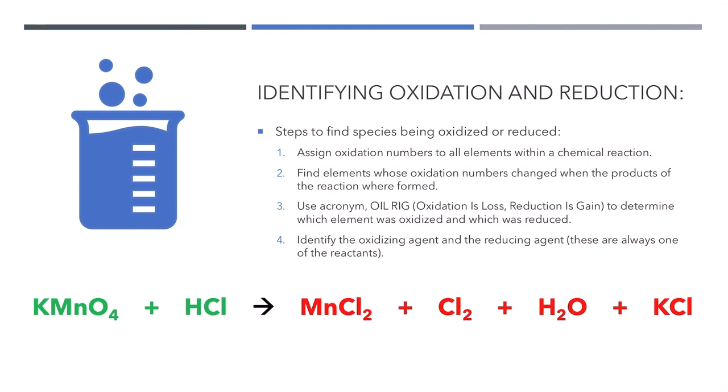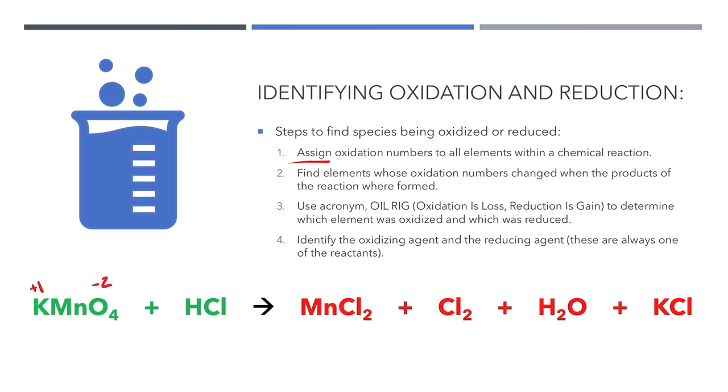The first thing that we want to do is go through this chemical equation and assign oxidation numbers to all of our elements. So let's go ahead and do that. This first compound down here is potassium permanganate. I have a rule for potassium, which is +1 because it's a group 1 metal. And a rule for oxygen, that's going to be -2.